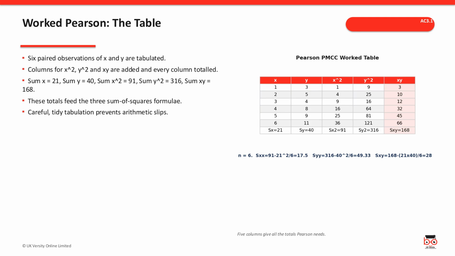Let's tabulate 6 paired observations of x and y. We add columns for x squared, y squared, and xy, and total every one. That gives a sum of x of 21, a sum of y of 40, a sum of x squared of 91, a sum of y squared of 316, and a sum of xy of 168. Careful, tidy tabulation is what stops silly arithmetic slips. And those 5 totals are everything Pearson needs.